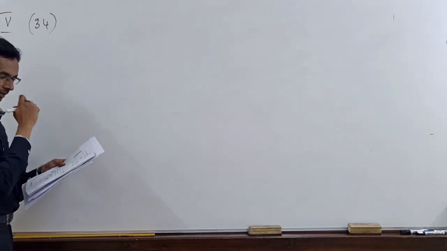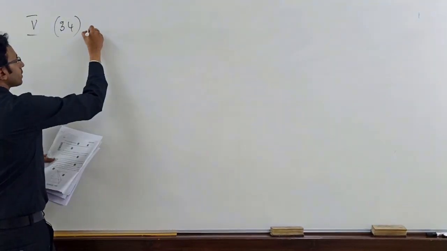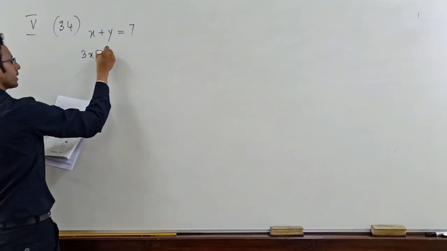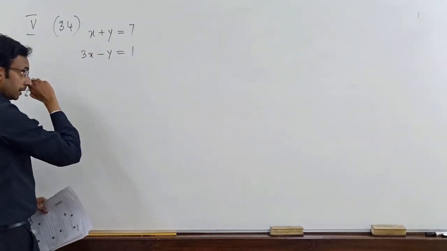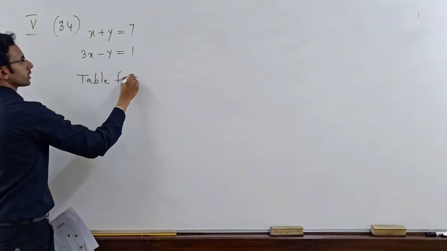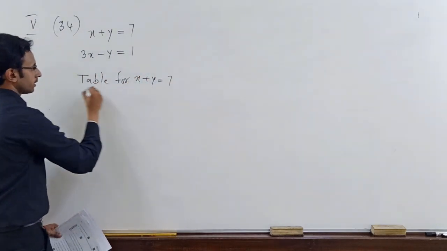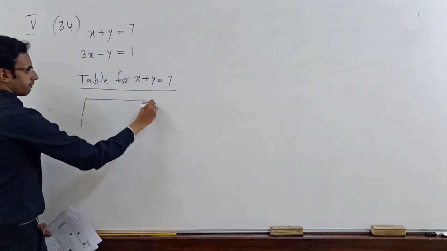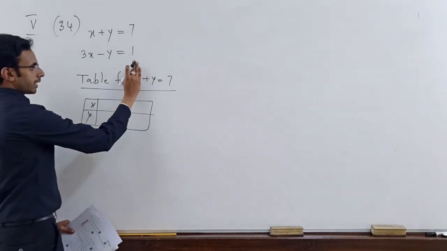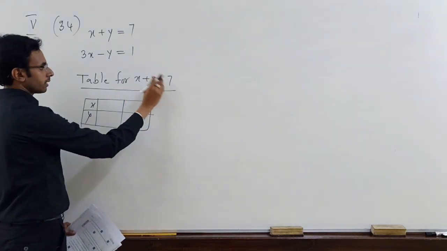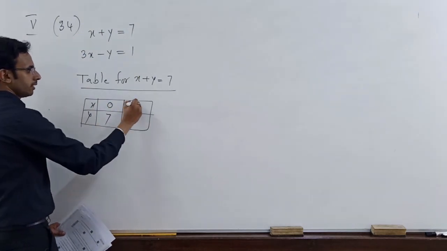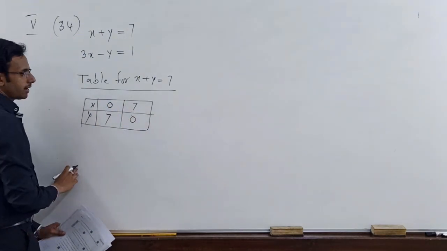Find the solution of the pair of linear equations by graphical method. First equation is x plus y is equal to 7. The second equation is 3x minus y is equal to 1. You need to prepare a table for the first equation, x plus y is equal to 7. The easiest way of preparing a table I have discussed with you all in Kaizen Academy. Just take x value as 0, you will get y is equal to 7. You take y is equal to 0, x is equal to 7. So x is 0, y will be 7, x is 7 and y is taken as 0.